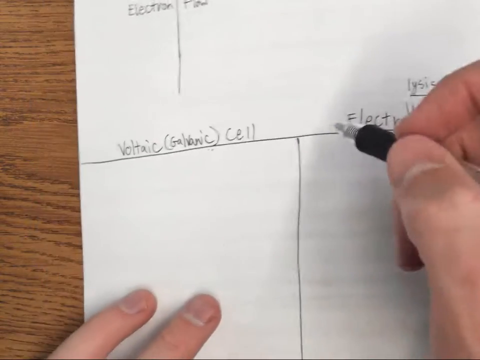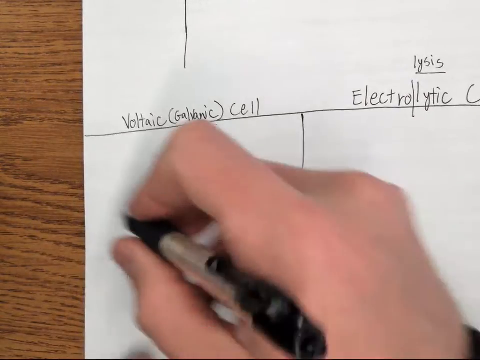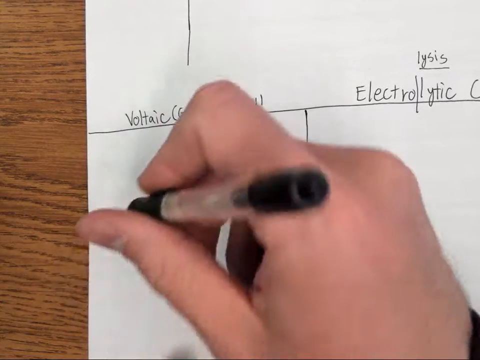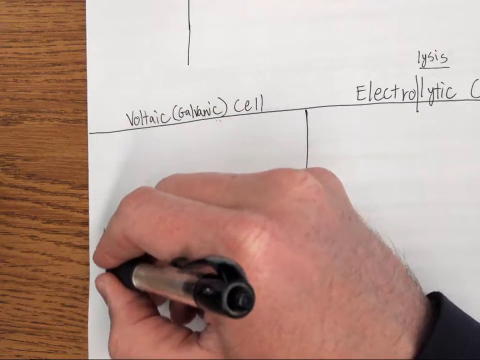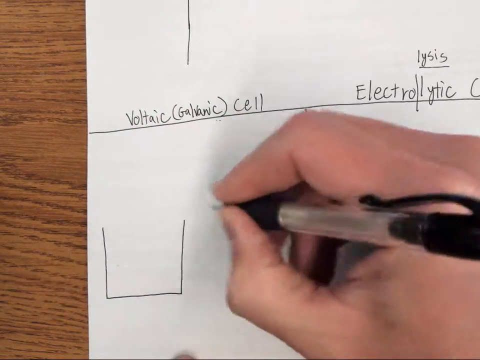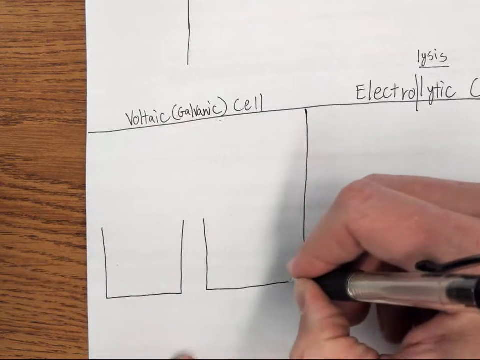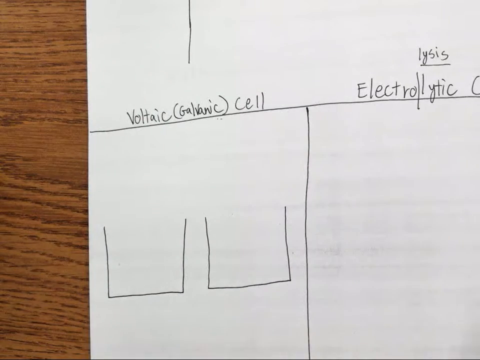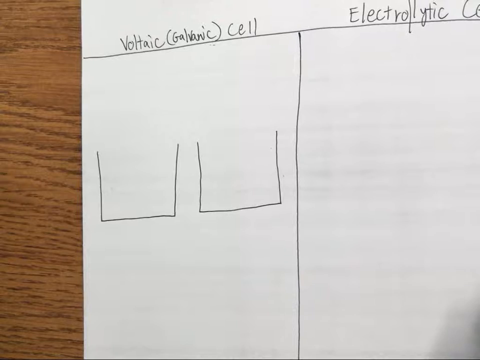So if we go to our voltaic cell, here's what I'd like you to do. Let's draw two cups. So we've got a cup here, and a cup here. Make them pretty big on your paper, just to see it a little better.